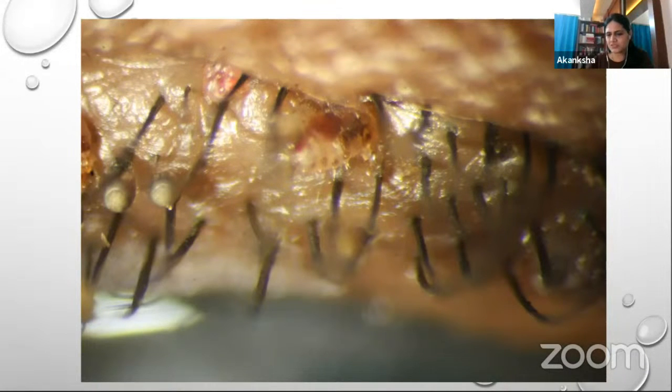Use of petroleum jelly is also suggested, because petroleum jelly seems to block the breathing tubes for these lice, and then the parasite falls off. But if it's possible to mechanically remove them, then that is the best treatment.